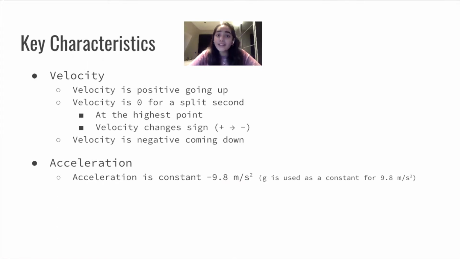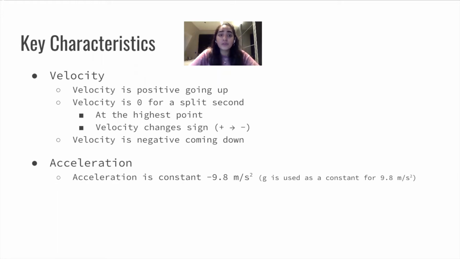With that in mind, there has to be one position in this movement in which velocity equals 0 meters per second. And for that split second, the object is at 0 meters per second at the very max height. This is because it's the point at which the velocity changes from positive to negative.